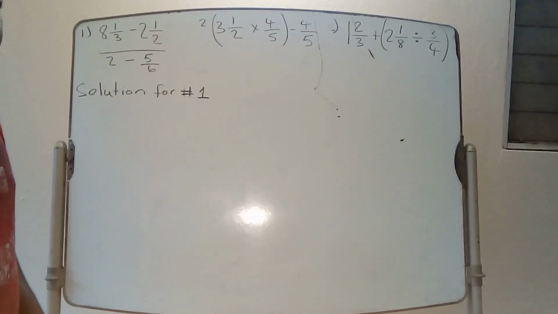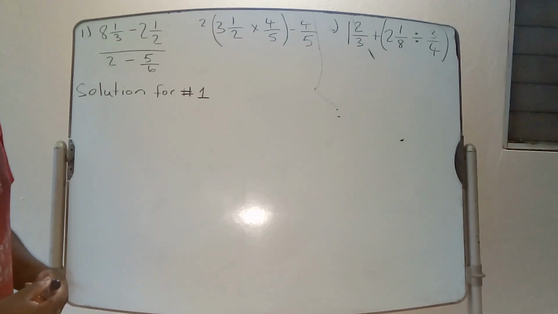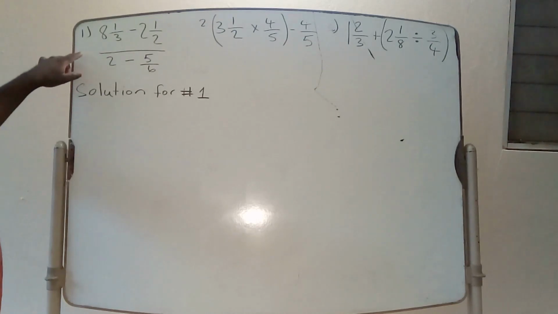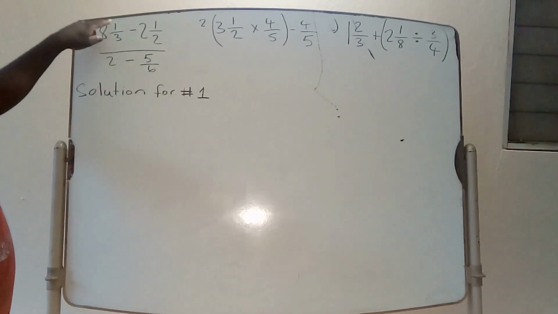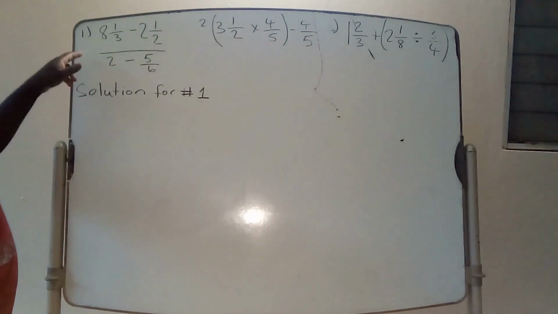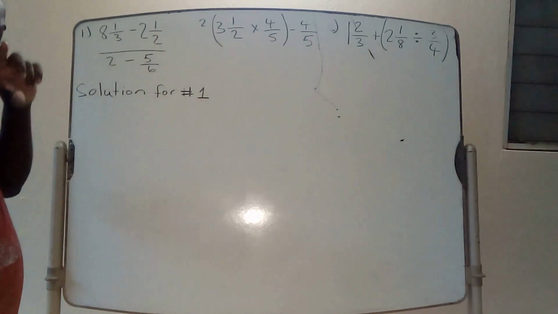Hello everyone. In this video, what we're going to do is look at how we solve compound fractions. The first one that we're going to look at is question number 1. We have 8 and 1/3 subtract 2 and 1/2 all over 2 minus 5 over 6.